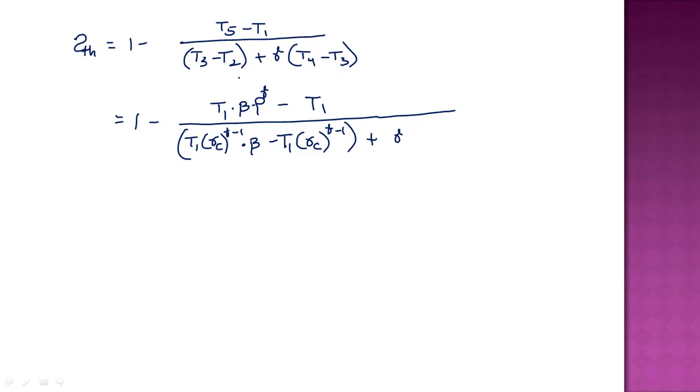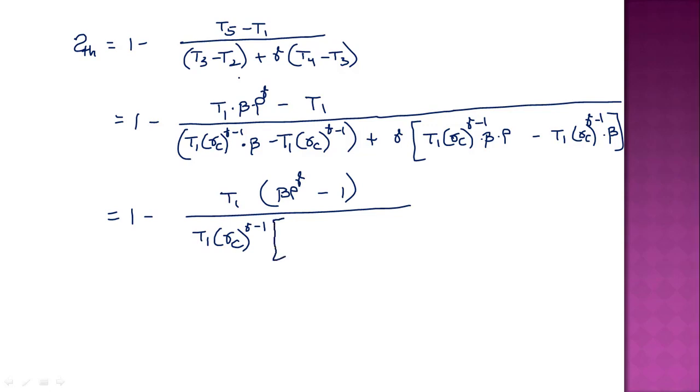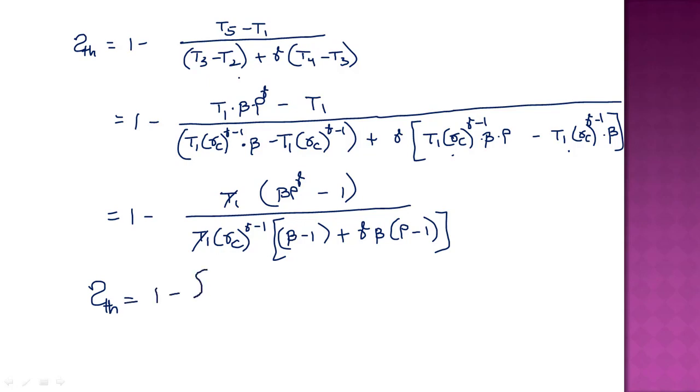So in the numerator, let us take T1 common. Then this becomes beta into rho power gamma minus 1. In the denominator, Rc power gamma minus 1 is common in all the terms. So this becomes beta minus 1 plus gamma, and in these two terms let us take beta also common. So gamma beta into (rho minus 1) we will get. So T1 gets cancelled, and finally we can write thermal efficiency as 1 minus 1 by Rc power gamma minus 1 into (beta into rho power gamma minus 1) by (beta minus 1 plus gamma beta into (rho minus 1)).